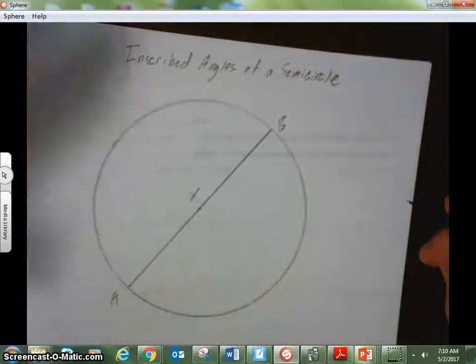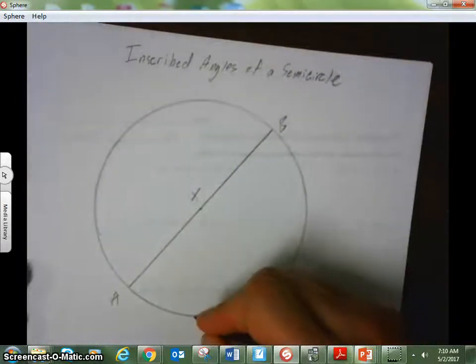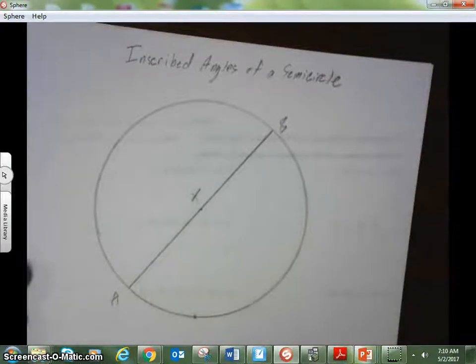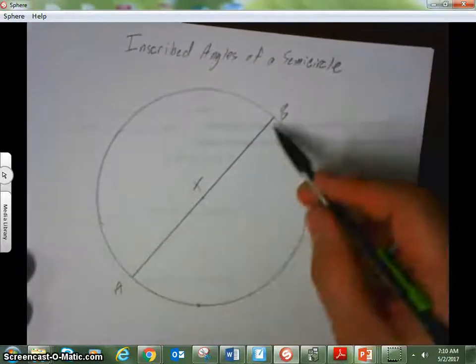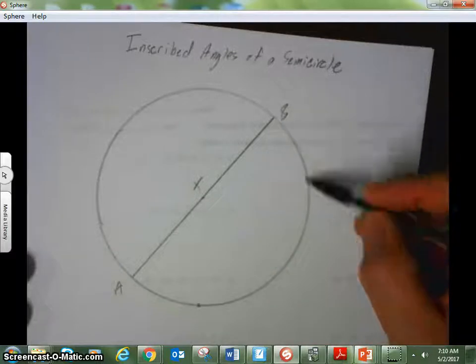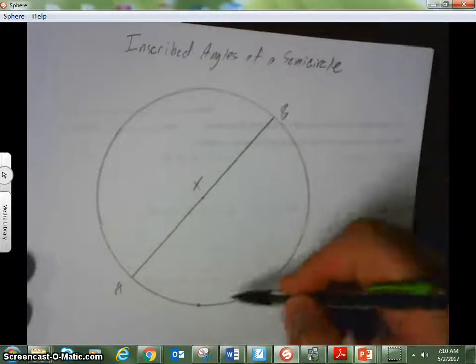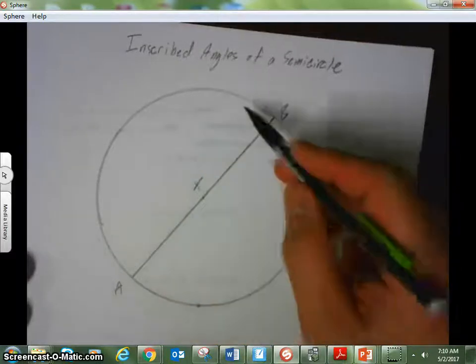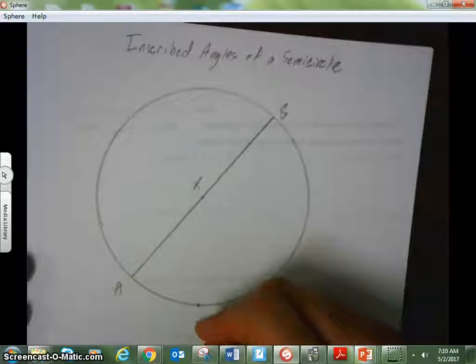Now I'm going to pick a spot on the circle. By adding the diameter, I've created two semicircles. I have a semicircle here on the right, and I have a semicircle here on the left. So I'll call this point L, just to give myself something.